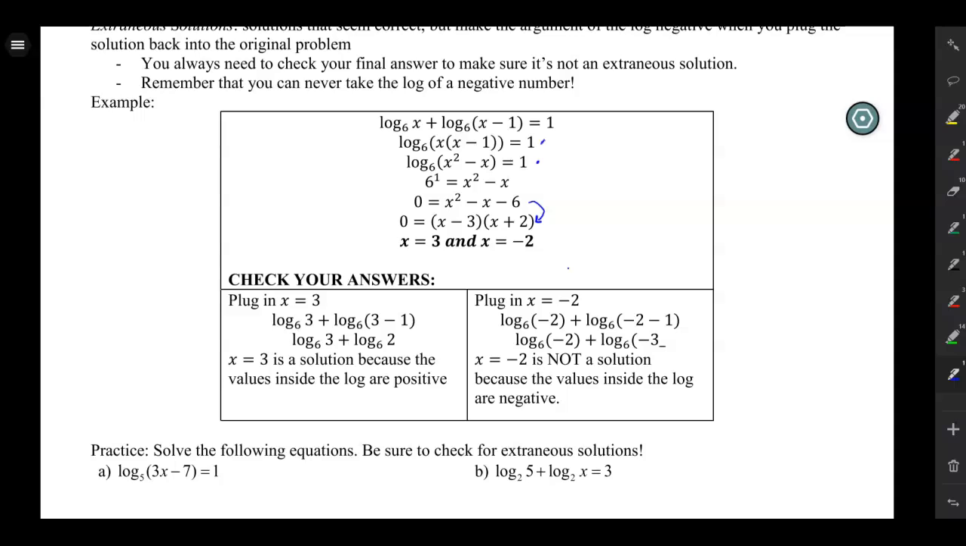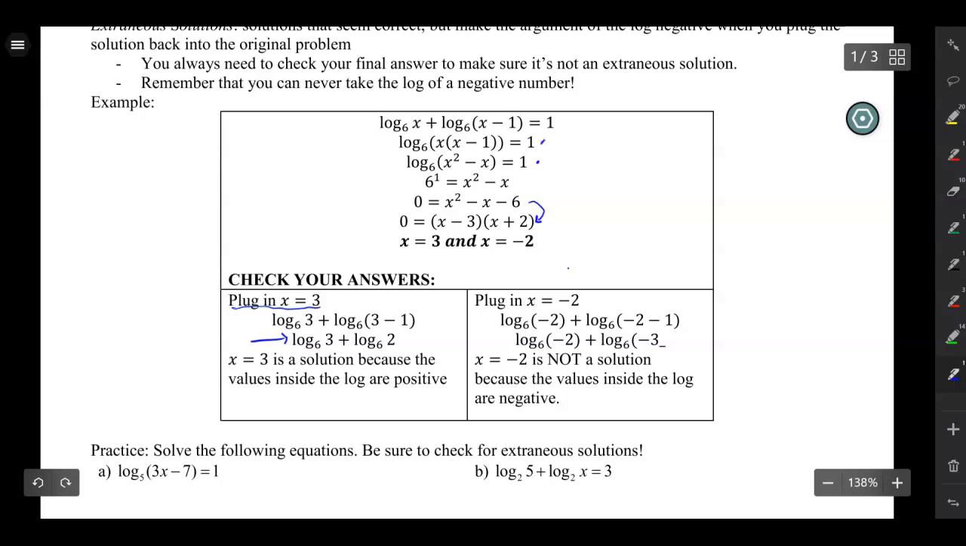Once you've found those two answers, you have to check them to see if they're extraneous solutions. On this left side, I'm plugging in x equals 3. I'm just going to plug it into my original equation. So log base 6 of 3 plus log base 6 of 3 minus 1. I'm just changing all the x's into 3's. Essentially what I'm checking for is to make sure that you don't get any negative numbers inside the log. In this case, there are no negative numbers, so we're good to go. x equals 3 is a solution.